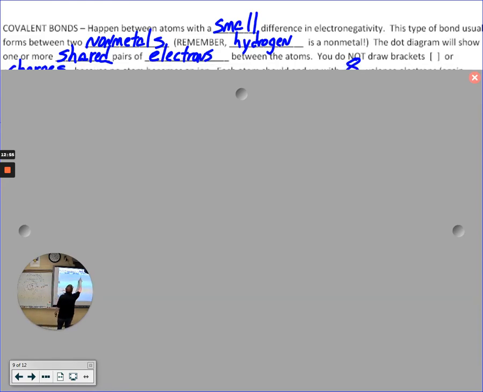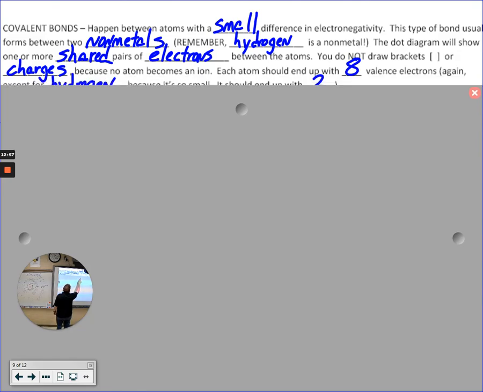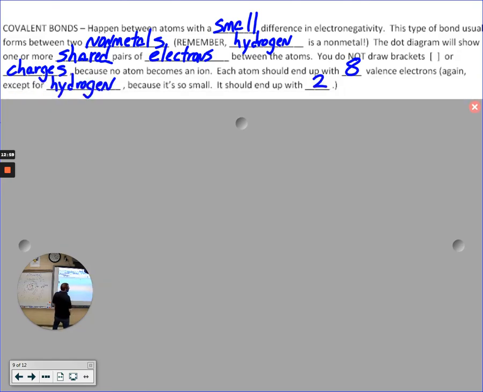So you're not going to draw brackets, you're not going to draw charges. In this case, every atom is going to end up with a full set of 8 valence electrons. Except for hydrogen. We forget about hydrogen sometimes because hydrogen's a little bit of an oddball. Hydrogen is a gas, even though it hangs out in metal country. And hydrogen, because it's so small, only takes 2 electrons to be satisfied, to fill up that first energy level.